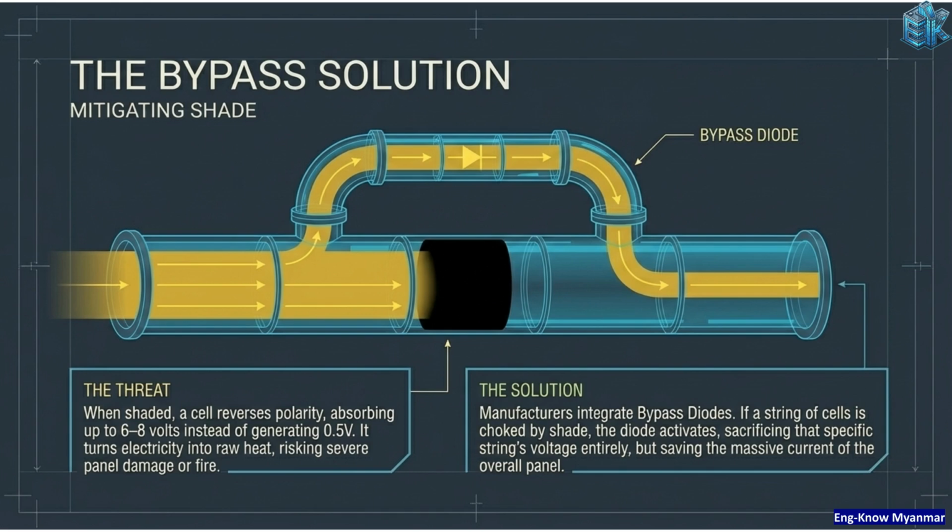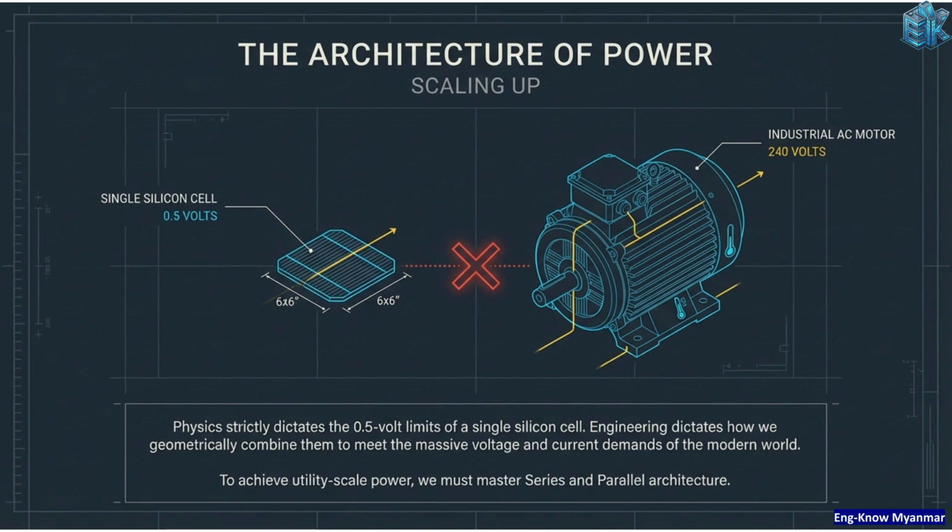The bypass diode is the solution to mitigate shade. When shaded, a cell reverses polarity and absorbs up to 6 to 8 volts, risking severe damage. The diode activates when a string is choked by shade, sacrificing that string's voltage entirely, but saving the massive current of the overall panel. Physics limits a single silicon cell to about 0.5 volts.